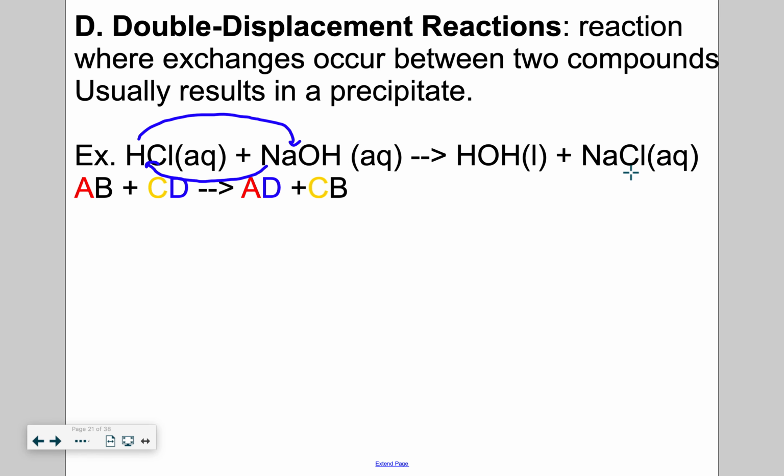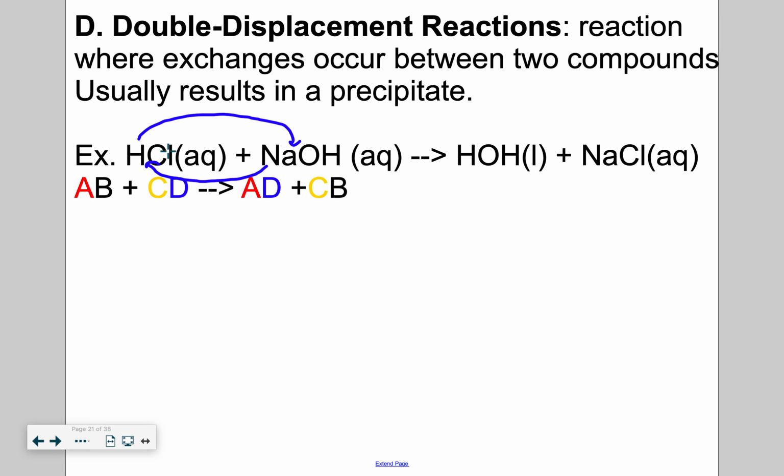Fourth type of reaction is called the double displacement reaction, where you get an exchange between 2 compounds, and as a result, a precipitate or a solid will form. So you'll do this in our lab soon. You'll make a precipitate, but general equation AB plus CD produces, now notice that A swaps places with C, so you get AD plus CB.